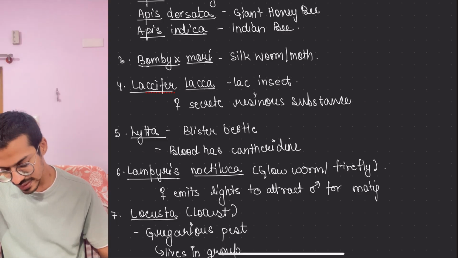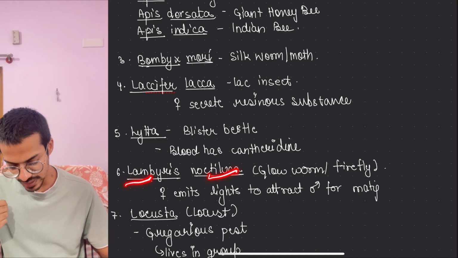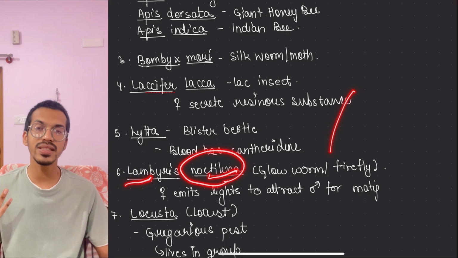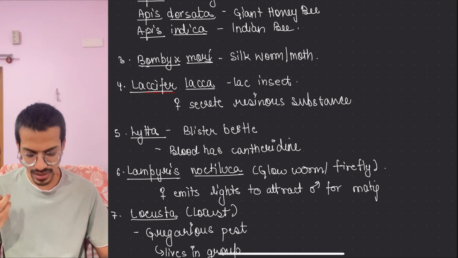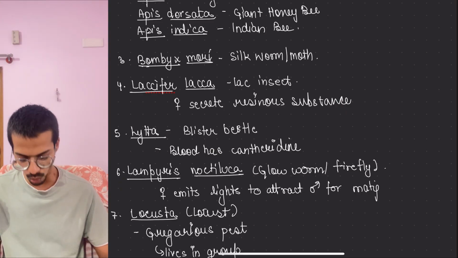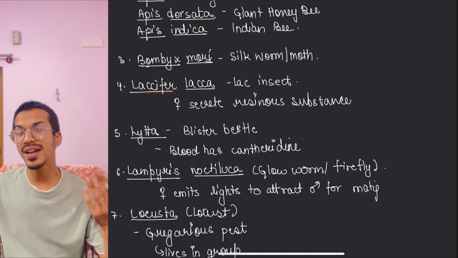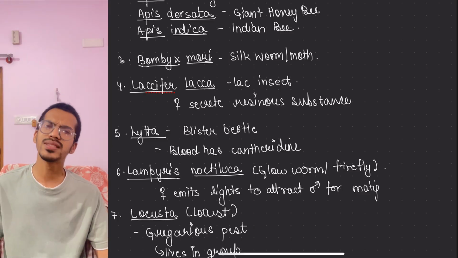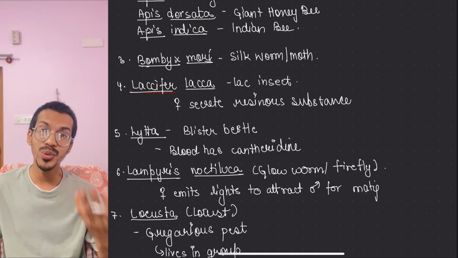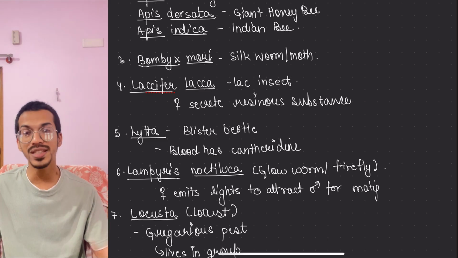Okay, then the next is Lampyris noctiluca. Noctiluca, nocti itself means night. So what happens? These are the fireflies or glowworms, which emit light. Who emits the light? The female emits light to attract the males towards her for mating.